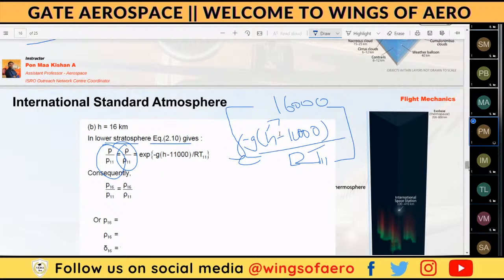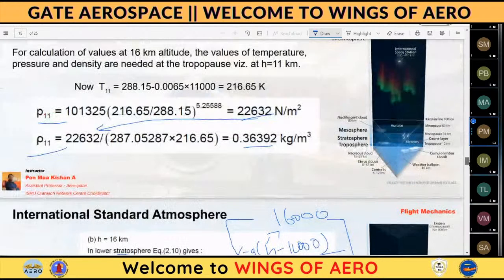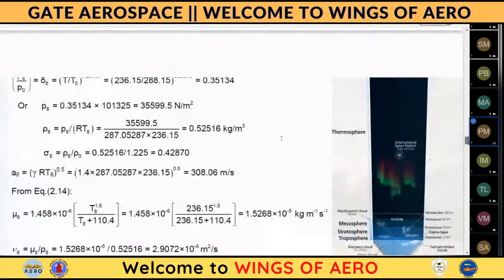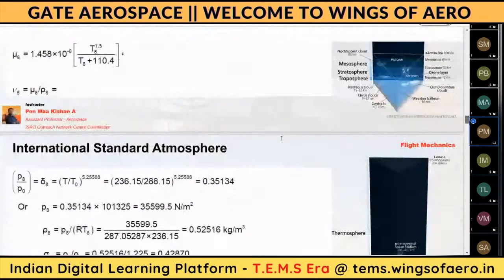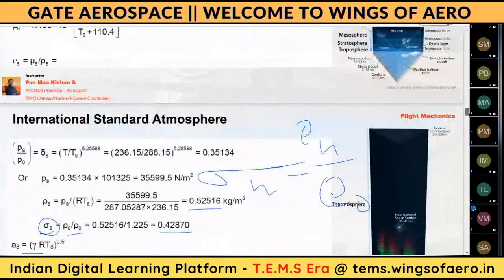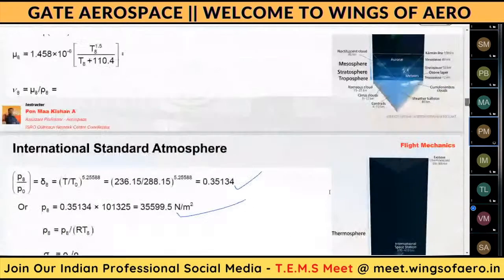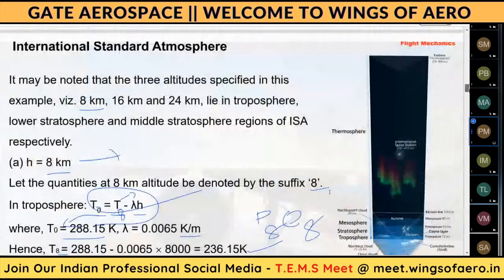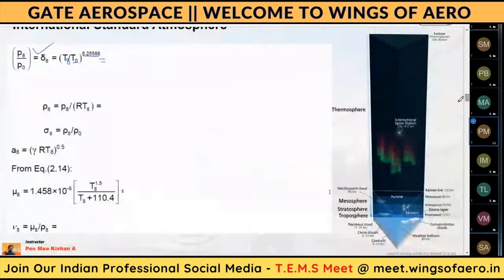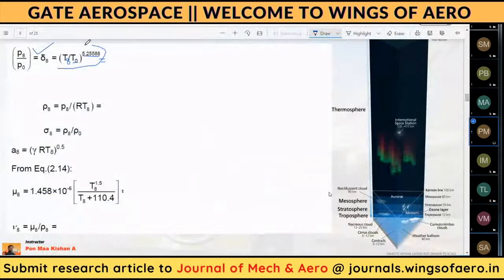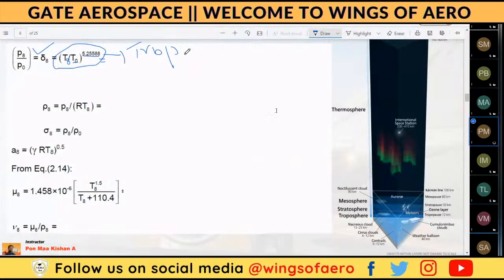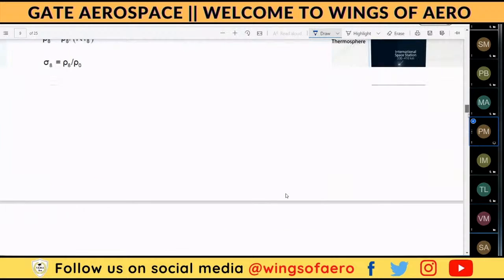See, we have used the previous formula, right? Excuse me, sir, can you show that formula once again? Yes, I will show. Previously we used the pressure ratio and density ratio with respect to T divided by T naught. So that is for the troposphere alone. Okay. So this is for the stratosphere.